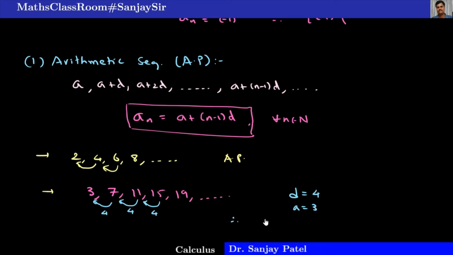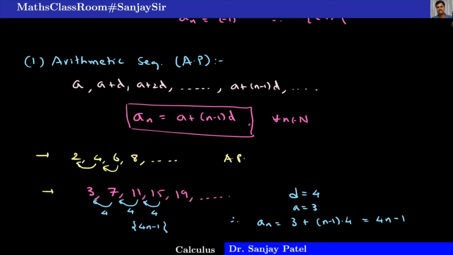So therefore you can write the nth term of this sequence a_n as a plus (n minus 1) into d using this formula, that is 3 plus (n minus 1) into 4. So the simplification will be 4n minus 4 plus 3, that is 4n minus 1. So this is the nth term of the sequence. So we may write this sequence as 4n minus 1.